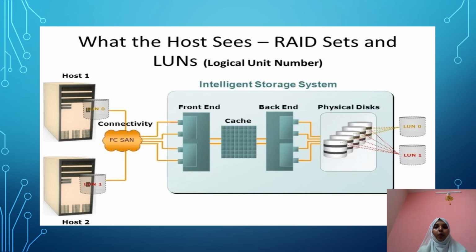Now let's have a look at what the host sees: RAID sets and LUNs. LUNs are logical unit numbers. And RAID, as we know, stands for redundant array of independent disks. So there are two hosts now, host 1 and host 2. Both of them are connected through FC-SAN, followed by the front end, cache, backend, and the physical disk. The physical disk will have LUN 1 and LUN 2, that is, logical unit numbers.